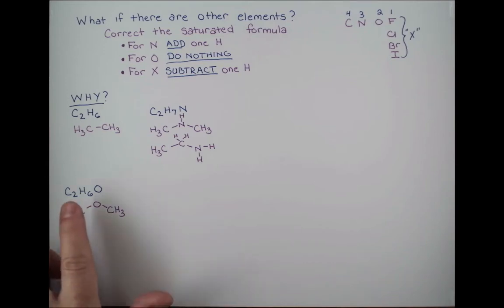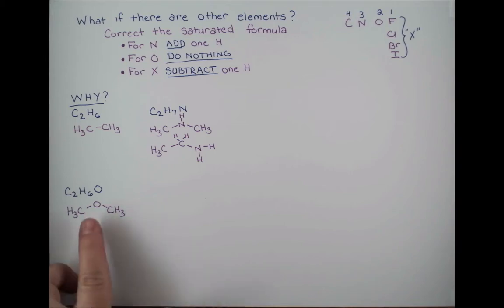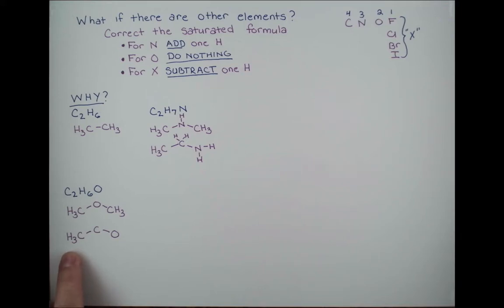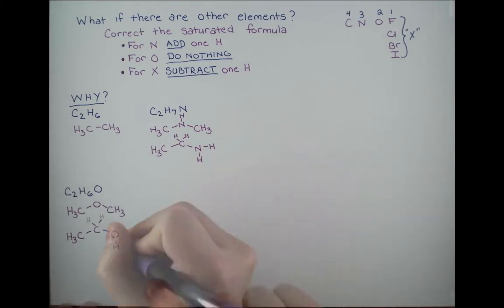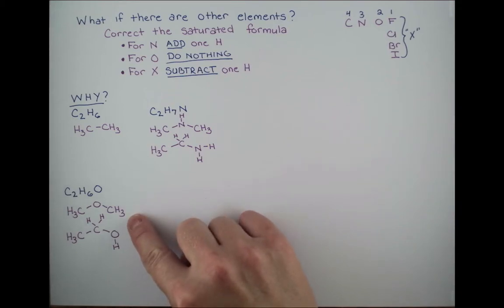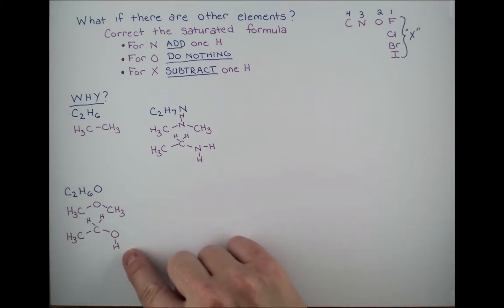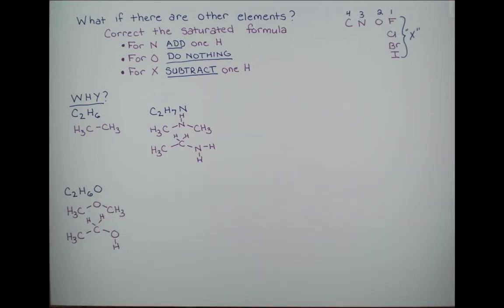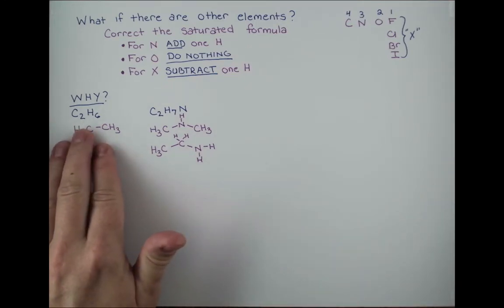Again, with this formula, there's one more possibility for the structure, where we put the heteroatom, the oxygen atom, on the end. Our terminal carbon atom has 3 hydrogens to give it 4 bonds. This carbon needs 2, and we need to add 1 hydrogen atom to oxygen, since it likes to have 2 bonds when neutral. So this structure, which is dimethyl ether, or this structure, which is ethanol, are both possibilities for C2H6O.